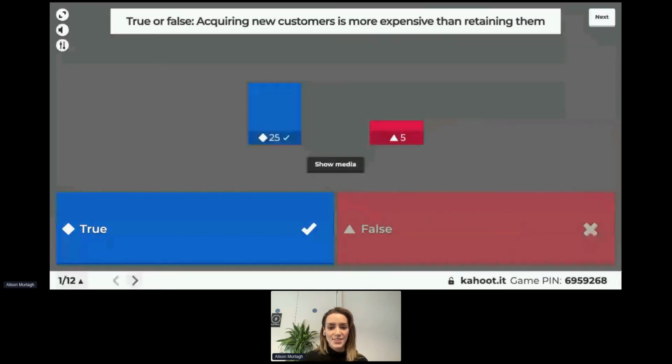Ah, everybody's answered in. So yes, the answer is true. It is more expensive to acquire new customers than to retain them. In fact, it's 5 times more expensive to acquire new customers than it is to retain your existing ones.